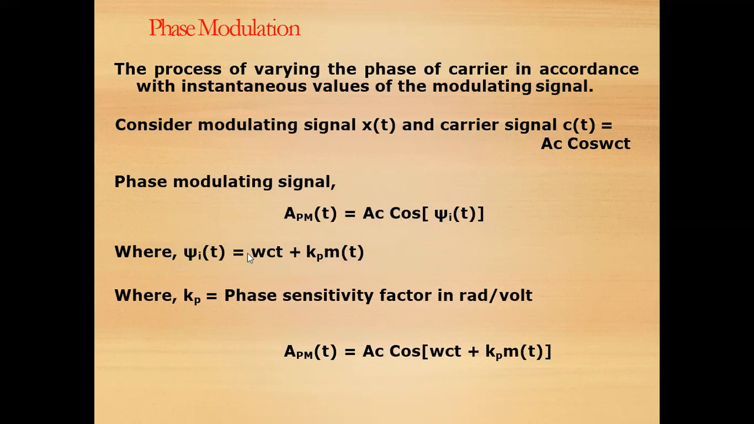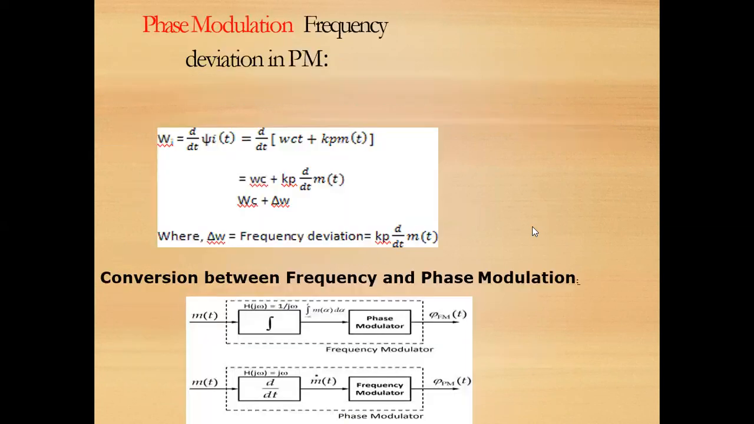So if you substitute this equation here, we will get the modulated equation of PM, that is phase modulation, where the phase of the carrier signal is varied with respect to the instantaneous variation of the input message signal. So the modulated equation of PM equals Ac cos of omega ct plus kp into m of t, where kp represents the phase sensitivity term.